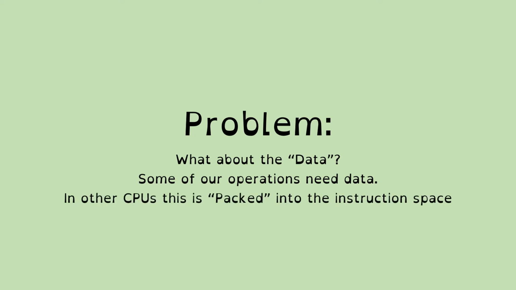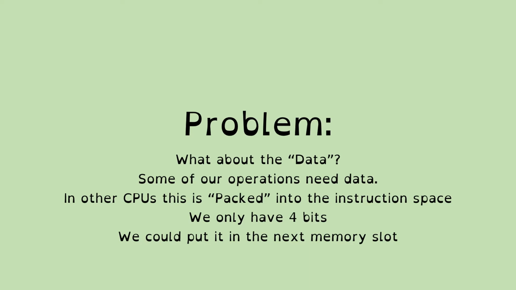In other CPUs, it's actually really common, and a lot of CPUs have a lot more instructions that have data attached to them than we have. But it's quite common for this to be packed into the instruction space. So the first half of your binary number is the instruction, and the second half is potentially some data that's been attached to it. But we don't have that. We don't have the space because we've only got 4 bits.